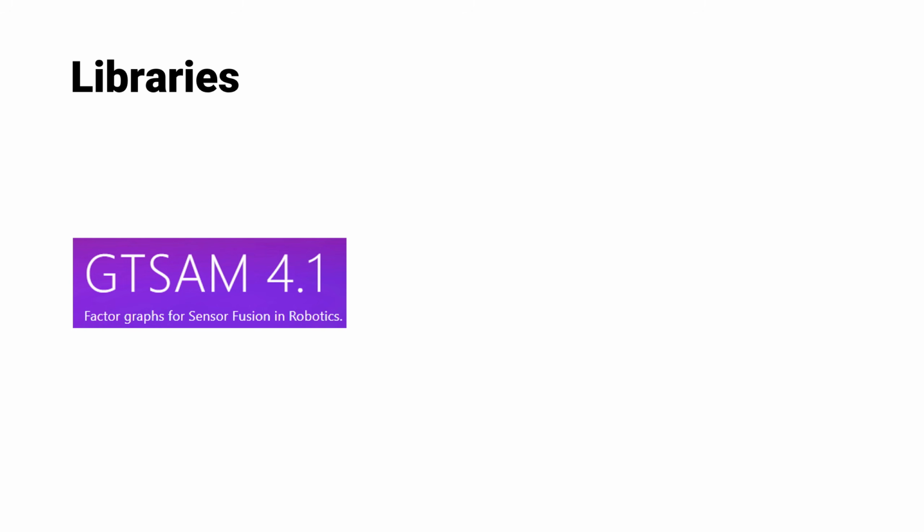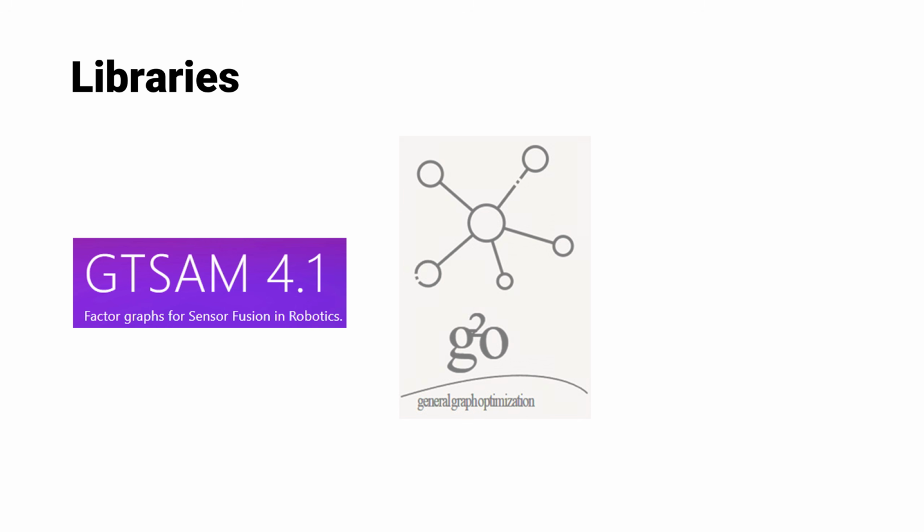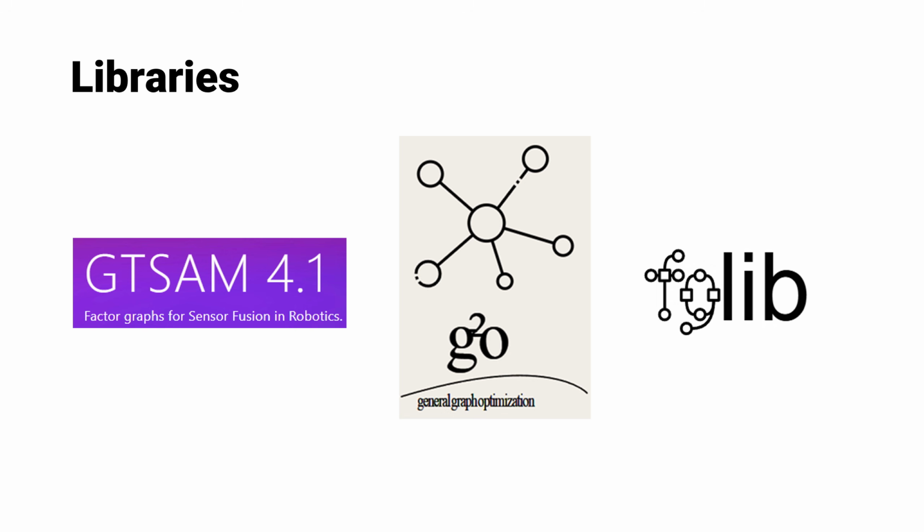Today we have GTSAM 4.1, which is amazing and beautiful, and it has support for a lot of these sensor kind of data types. There is something called g2o, or General Graph Optimization, which is even more general than just factor graphs. You can use it for Bayesian graphs and things like that. There is also something called GTSAM's Python alternative, fglib, which is basically a Python-based factor graph library. And these are all wonderful libraries which are very good to know and use in your robotics projects.